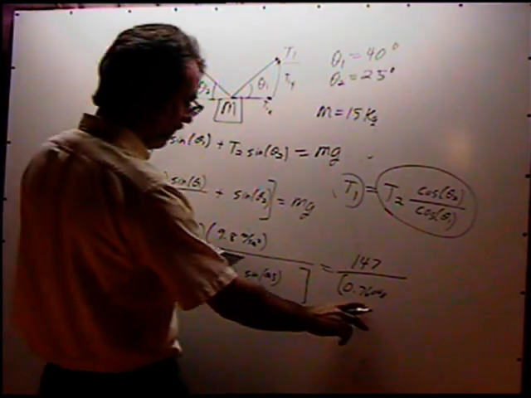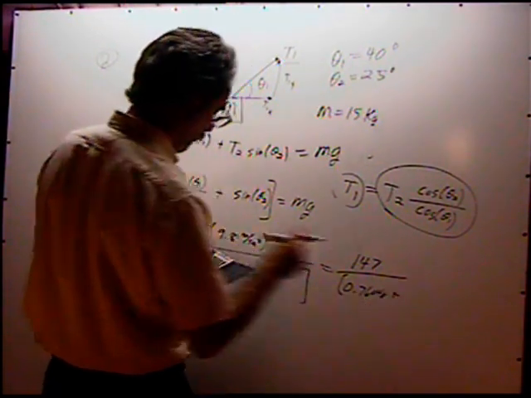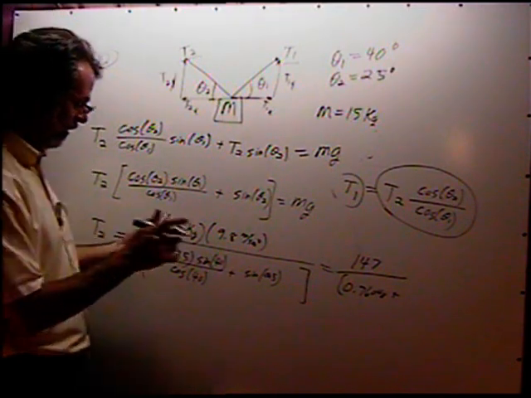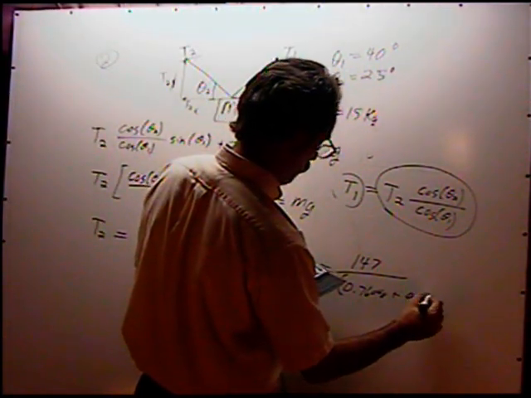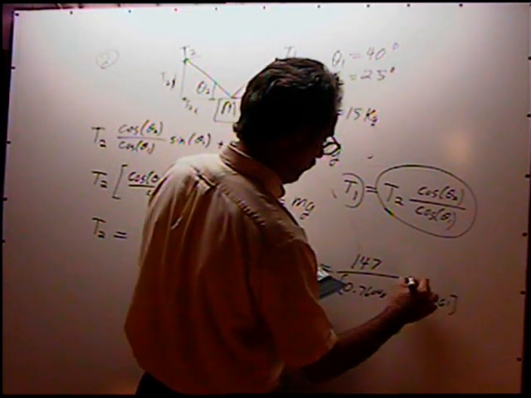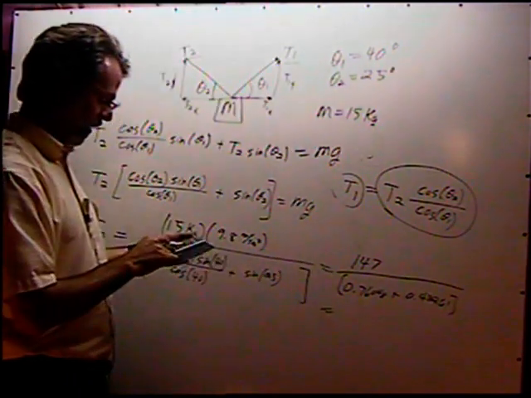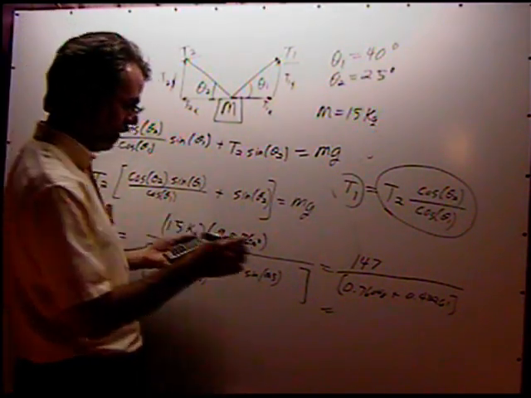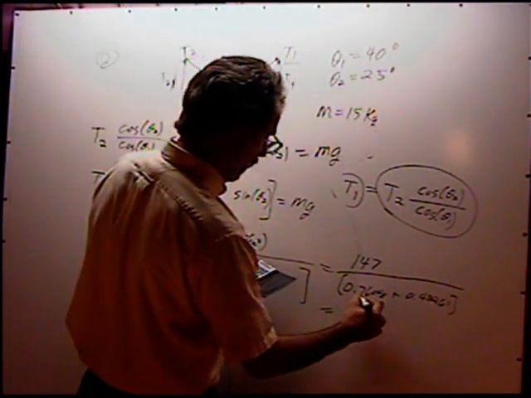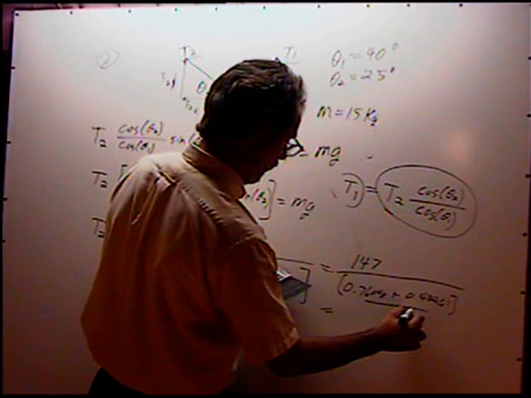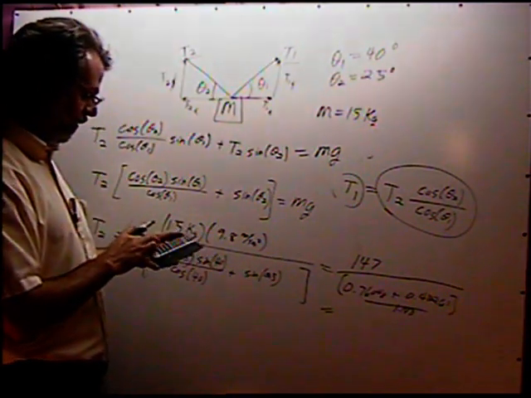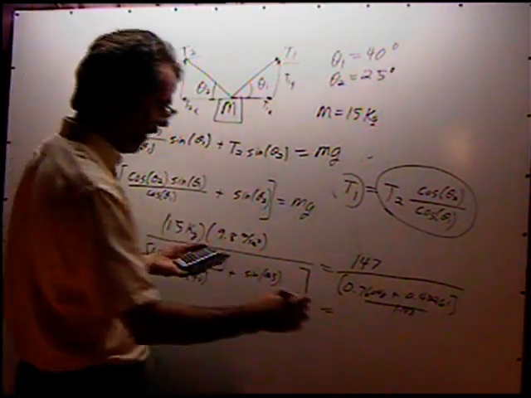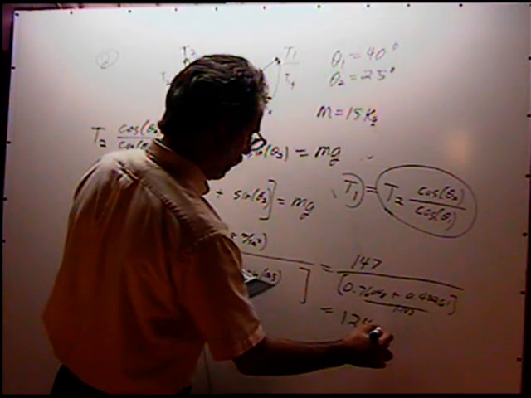That's right, 0.76048 plus 25 times the sine of that, 0.42261, and if I add those up, okay, these add up to 1.183, so I have to do 147 divided by that denominator, and I get 124 newtons.